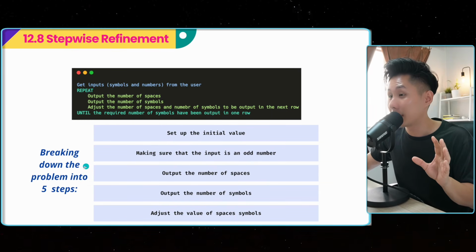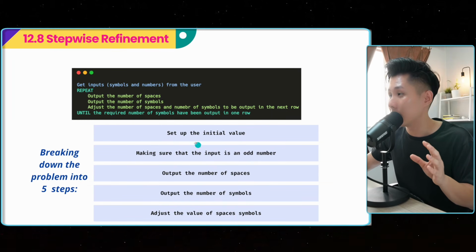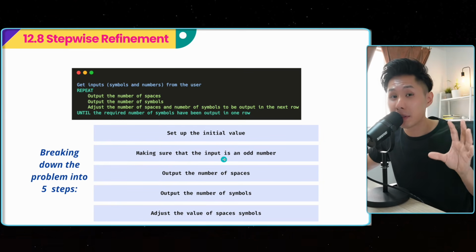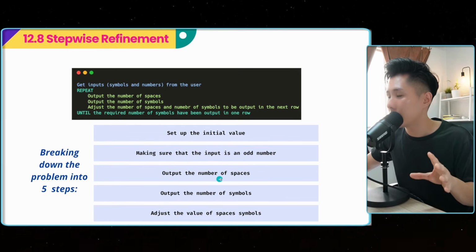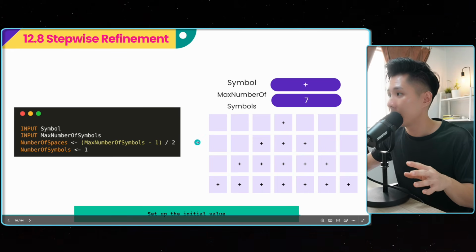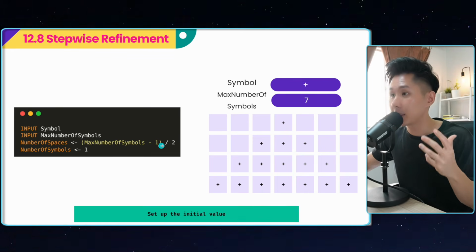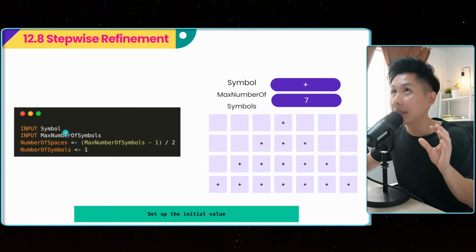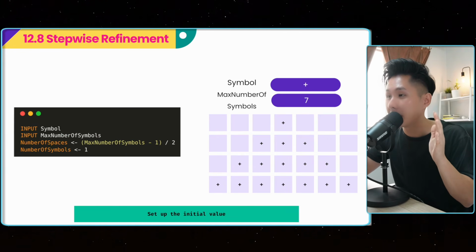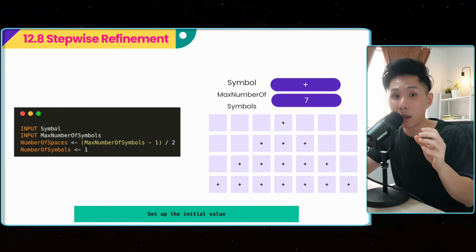So I will be breaking down the problem into 5 steps. I'll set up the initial value, make sure that the input is an odd number because we're building a pyramid, it has to be an odd number. Output a number of spaces, output a number of symbols, adjust the value of symbols. So the first step is to set up the initial value. Look, this is how we solve a big problem. We break it down and then we solve subtasks.